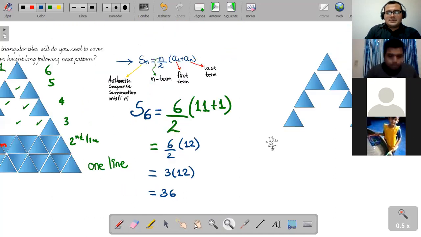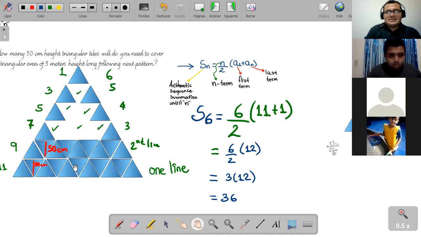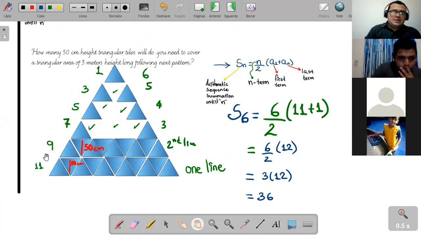So what does it mean? It means that at the end, we need 36 tiles to cover all that area. You can make the summation. Here you make 20, 27, 32, then 35, and one more, 36. The same, if you see. So any of the two ways is acceptable.